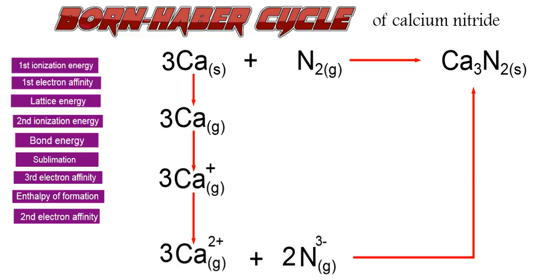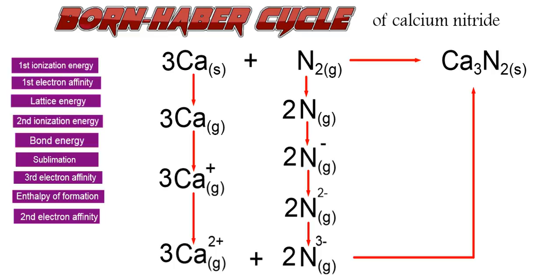If you did it right, this is more or less what the calcium should look like. I went from a solid to a gas, from an atom to an ion, and then an ion with a greater charge. The nitrogen should look very similar. The only difference is that it's already a gas, but I have to break apart that diatomic, and then I need to be adding 3 electrons instead of only removing 2, which the calcium did.